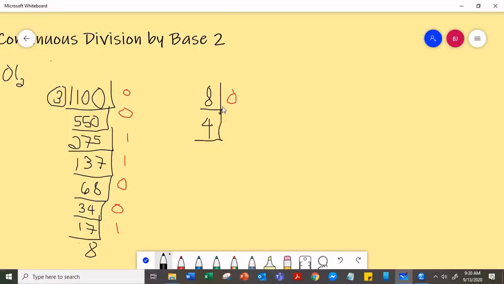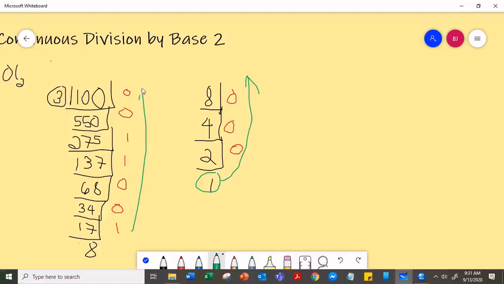4 divided by 2 would be 2. Remainder 0. Oops, made a mistake. Shouldn't have written that there. Should have been here. So another 0. And then finally we have 1, remainder 0. So again, we stop when we get a quotient of 1. Then we move up, including this one. Okay, so 1, 0, 0, 0, 1, 0, 0, 1, 1, 0, 0.